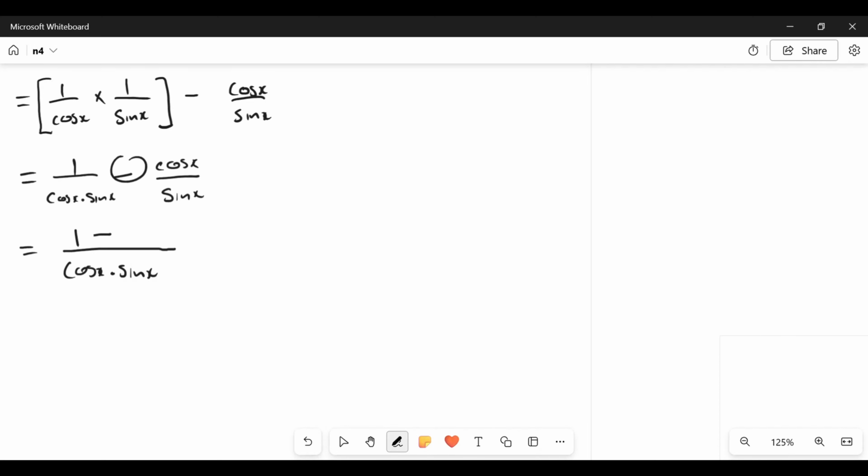Then minus that minus there, and then we divide this cos x sine x by that sine x. It's going to give us cos x. Then we multiply that cos x with this cos x there, so this is going to give us cos squared x. Now when you look at the numerator there, we have 1 minus cos squared x. So we can use this identity: sine squared x plus cos squared x is going to give you 1.